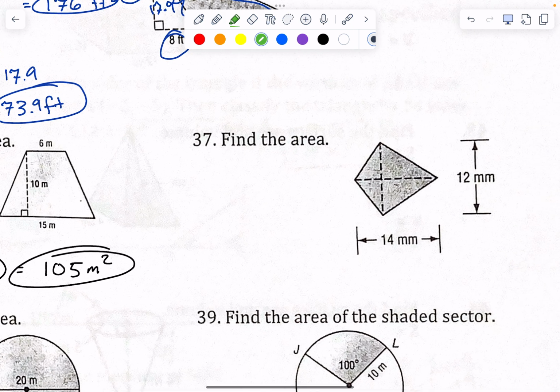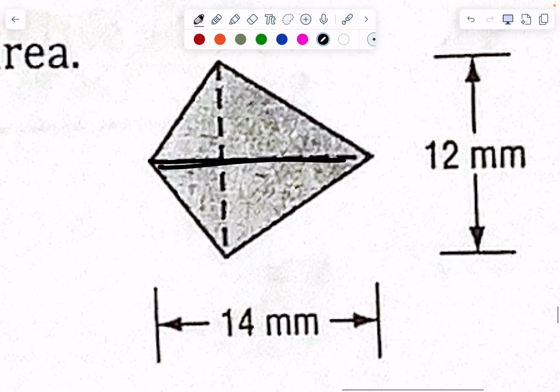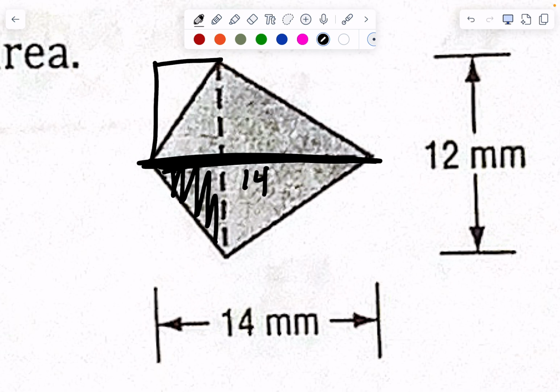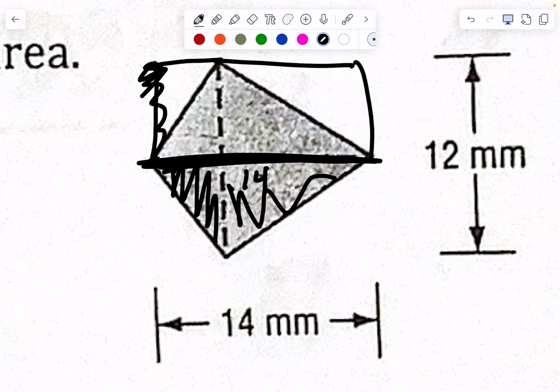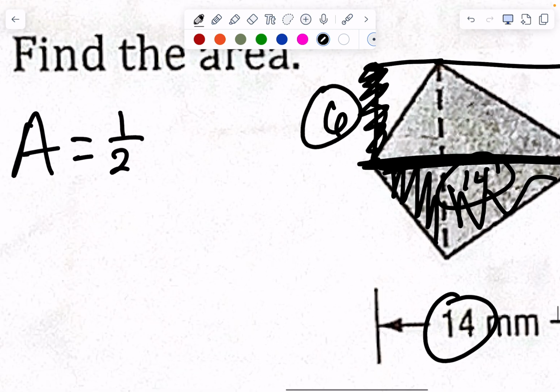37. How do you find the area of a kite? I don't remember. Okay, so let's look at this. This guy's 14, right? If I take this, cut it off, and put it here, and I take this and cut it off and put it here, how long is this? Half of that. This is 6.